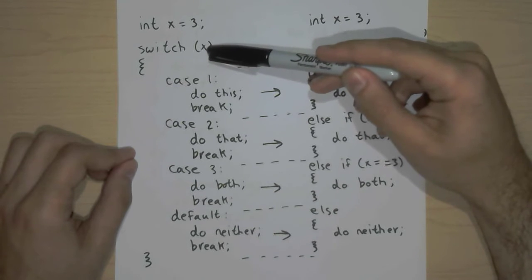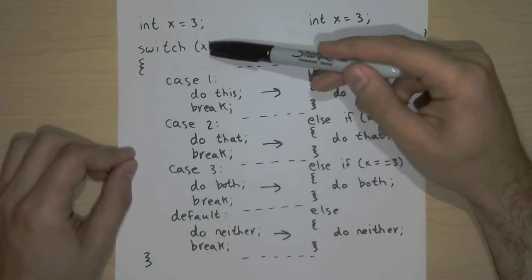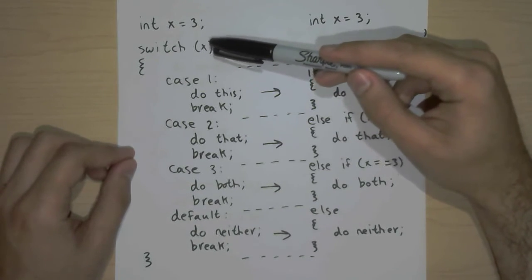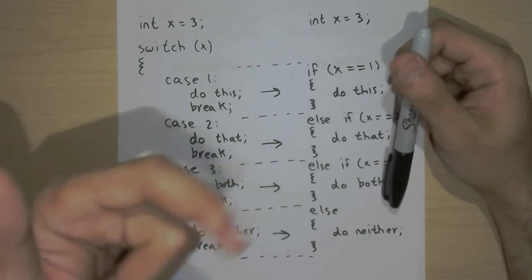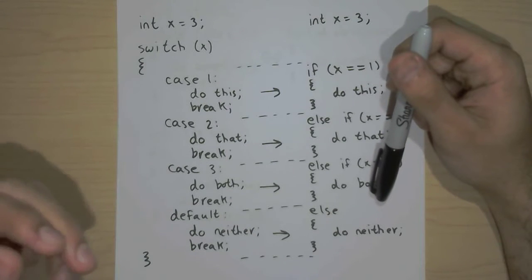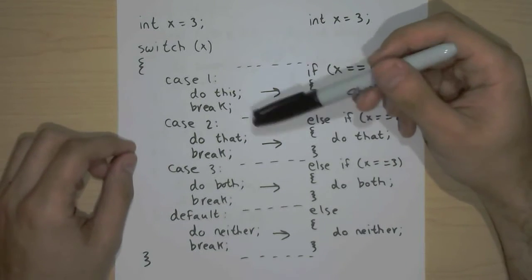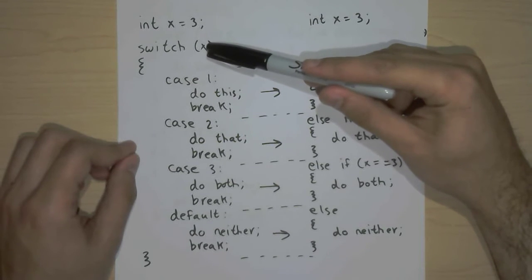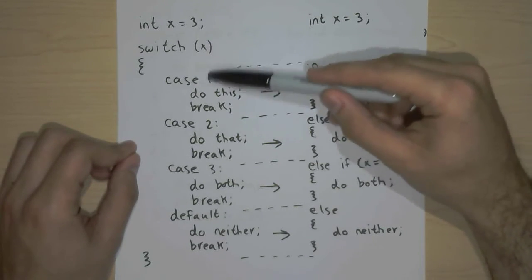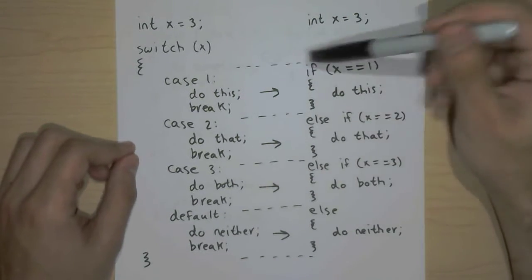This x that we have here, this value that we switch on though, you have to be careful. It has to be some kind of primitive value, like an integer, a character, a boolean, even a string as of recent Java revisions. So just make sure you put something primitive here, a variable that can have a primitive value, then you can do this very easily.